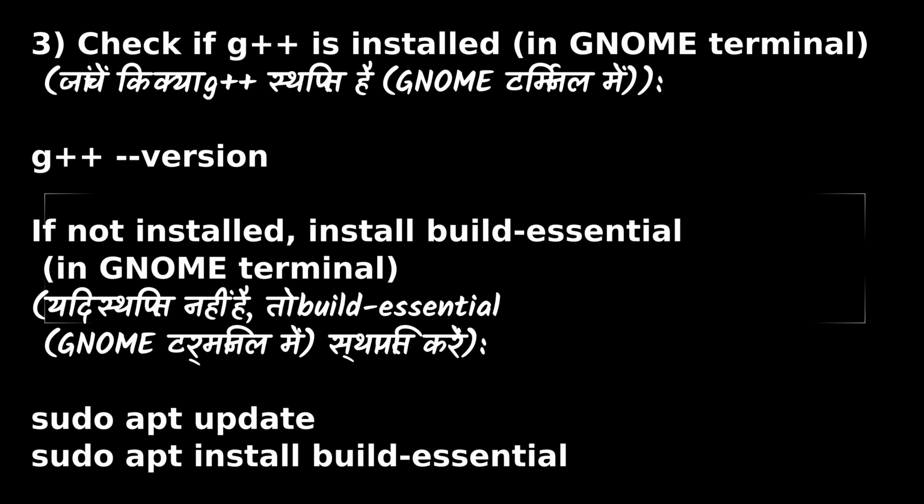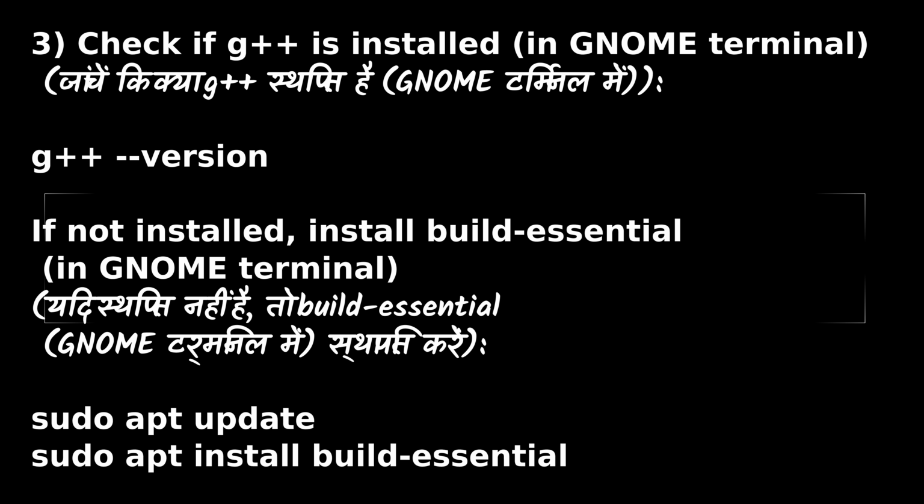Now, let's check if the C++ compiler is installed. In the GNOME terminal, type g++ --version and press Enter. If it shows a version number, you're ready to go. If it says command not found, don't worry.